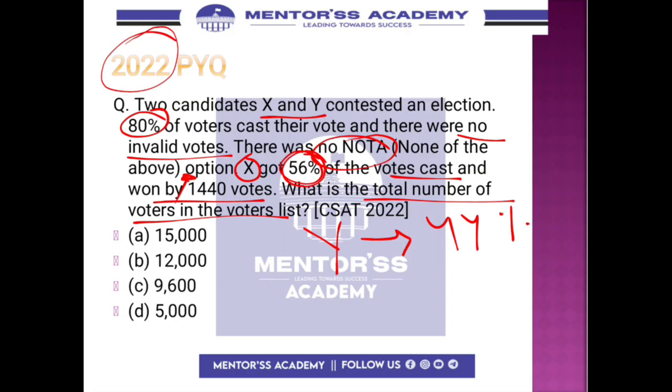So what is the percentage difference between X and Y? That would be 56 minus 44. That is 12% is the percentage difference. What are the total cast votes? That would be 1440 votes. So X won by 1440 votes, right? So what does that mean?